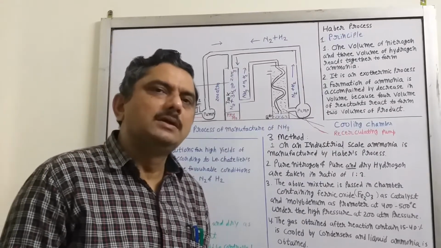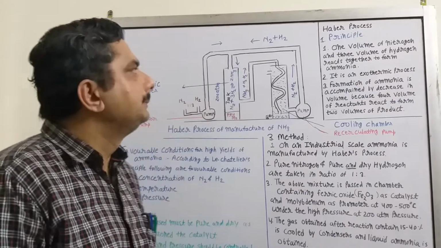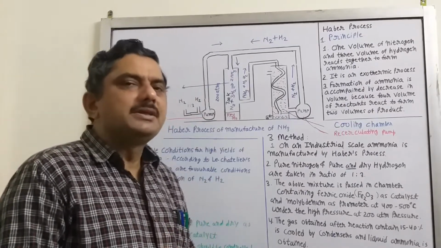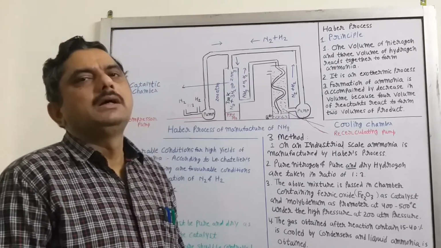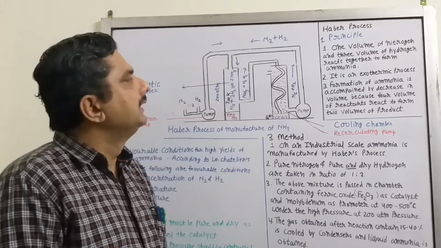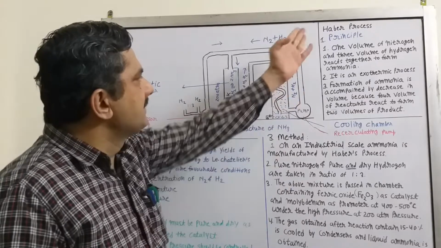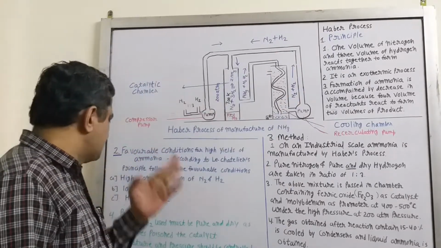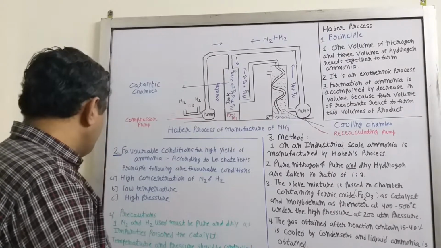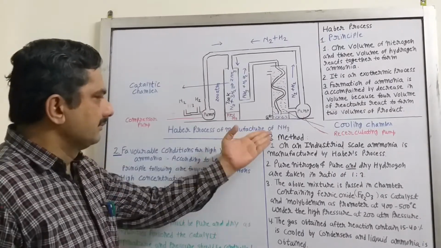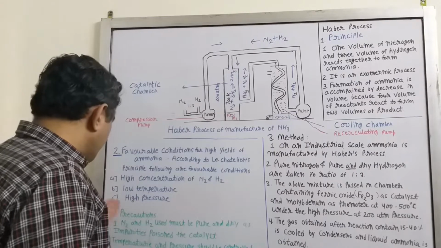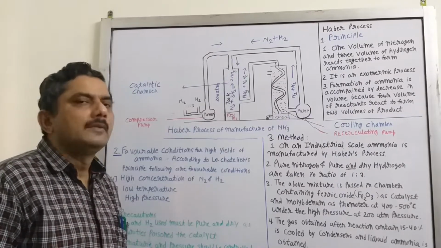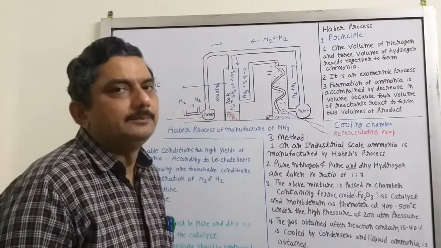Haber's process for the manufacture of ammonia. Here we study the Haber process under the following points. Number 1, principle. Number 2, favorable conditions for high yield of ammonia. Number 3, method. 4th, precautions. And 5th, uses of ammonia. At first we discuss principle.